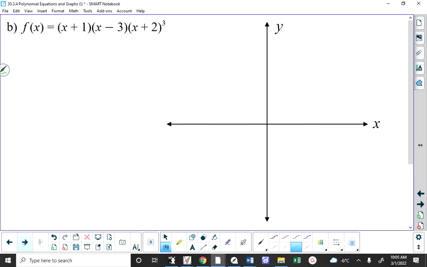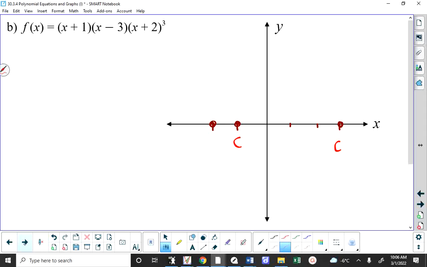All right, B. We're going to have an x-intercept at negative 1, 3, and negative 2. Negative 1 because of the factor of x plus 1, 3 because of the factor of x minus 3, and negative 2 because of the factor of x plus 2. The 0 or x-intercept, whatever you would like to call it, of 3 will be clean because x minus 3 is to the 1. The 0 at negative 1 is going to be clean because it comes from the x plus 1.